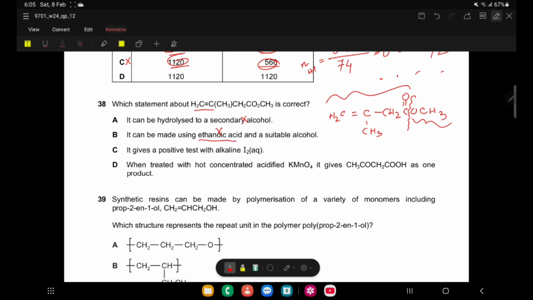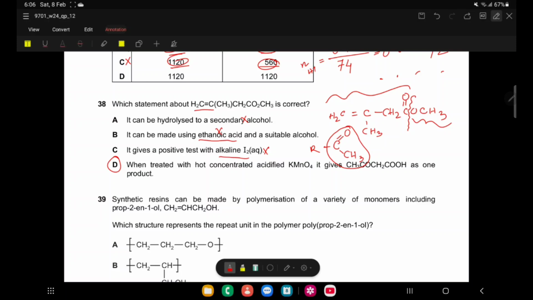It gives a positive test with alkaline iodine, the iodoform test, and we know the condition of the iodoform test, that this group has to be present. This whole group, this whole part should be there. And it's not here. So this is also not correct. So definitely the correct answer is D, even if you want to check.